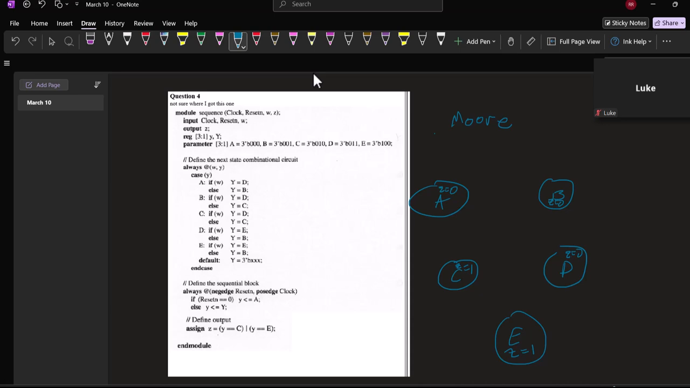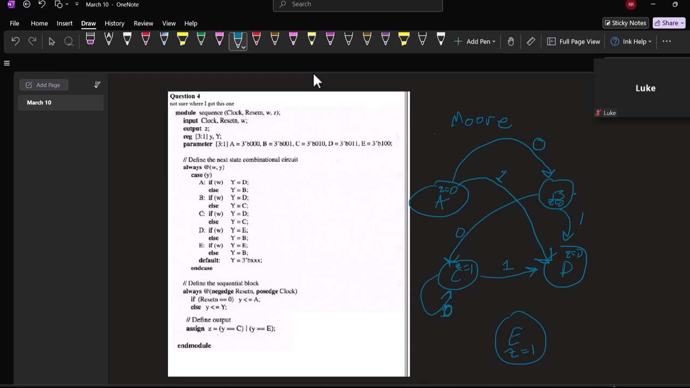My input is W, and this says case Y, so based on my current state, if I'm in state A and W equals 1, then my next state is D. And if W equals 0, my next state is B. If I'm in state B and W equals 1, my next state is D. And if W equals 0, my next state is C. If I'm in state C and W equals 1, my next state is D.